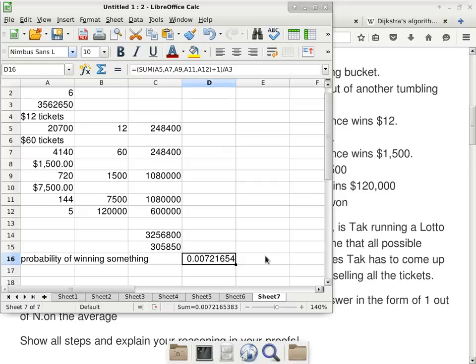So the probability of you getting a winning ticket is less than 1%. It's a little bit less than 1%. However, if you play enough times, the chances of you not losing the dollar is actually pretty high, because over time you will win $12, $60, and so on. On the average, you look at the total payoff. Out of selling all 3.5 million possible tickets, I end up usually paying off $3.25 million.